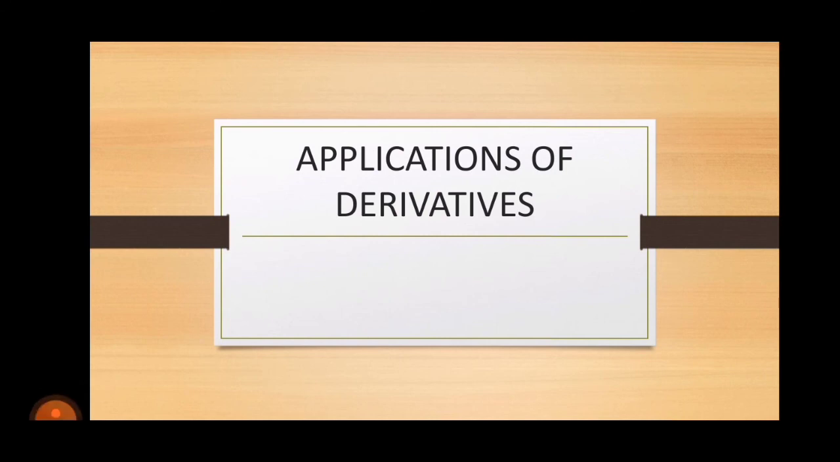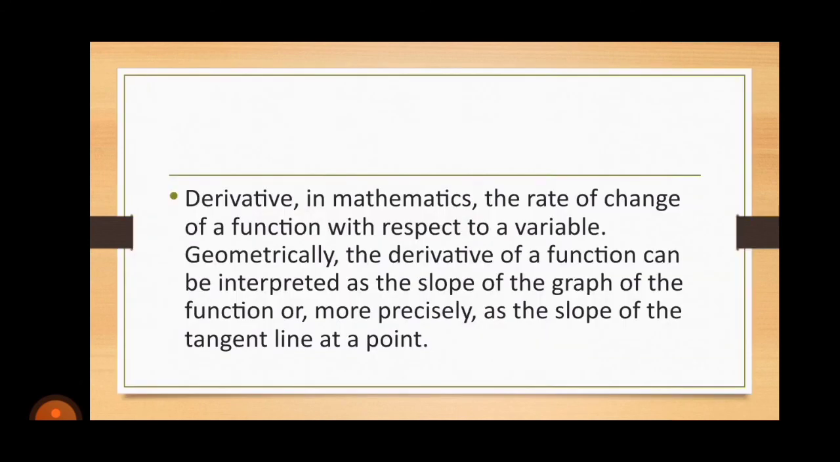So this time let's talk about applications of derivatives. Derivative in mathematics is the rate of change of a function with respect to a variable. Geometrically, the derivative of a function can be interpreted as the slope of the graph of the function, or more precisely, as the slope of the tangent line at a point.